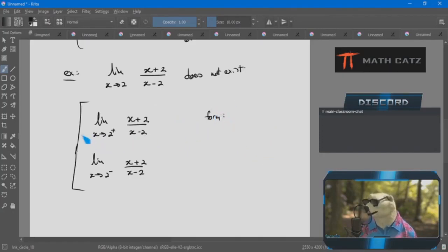What is the form of this first one? Well, if x gets closer to 2, then x plus 2 is getting closer to 4. No question.